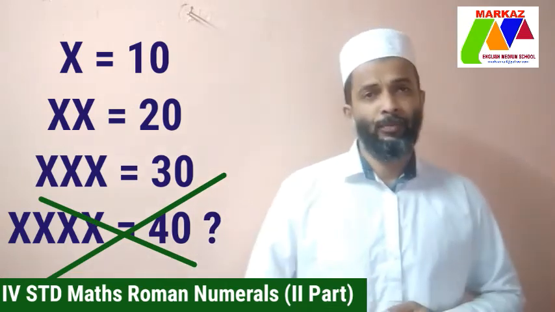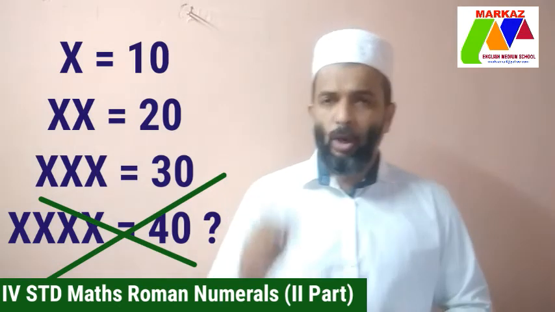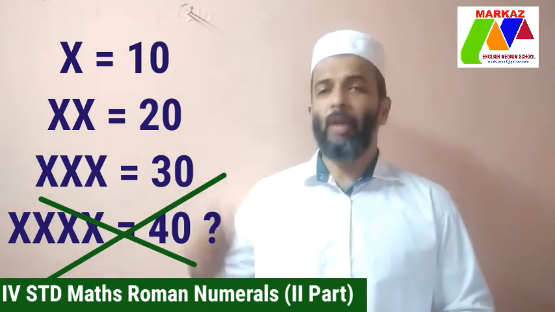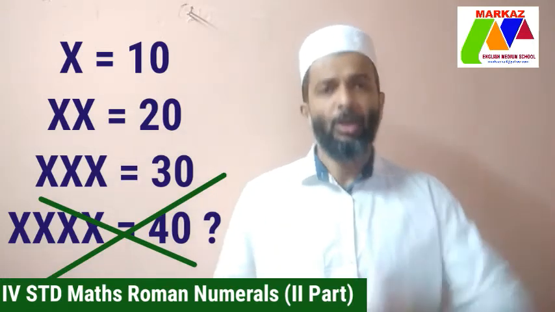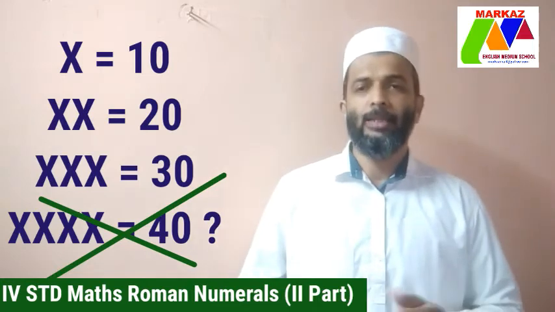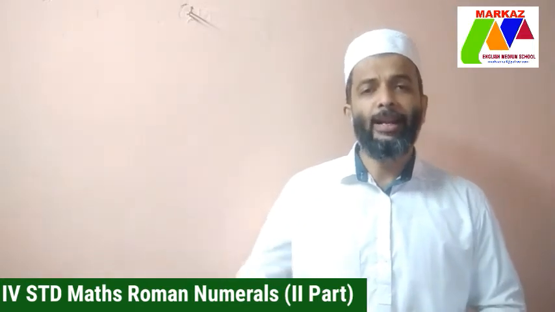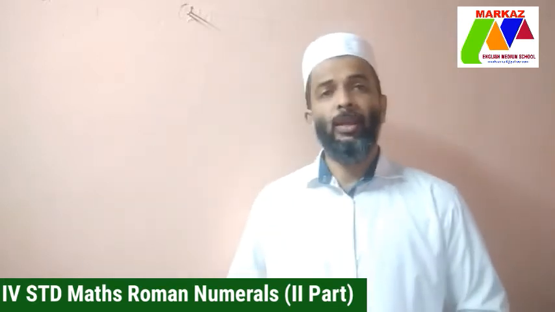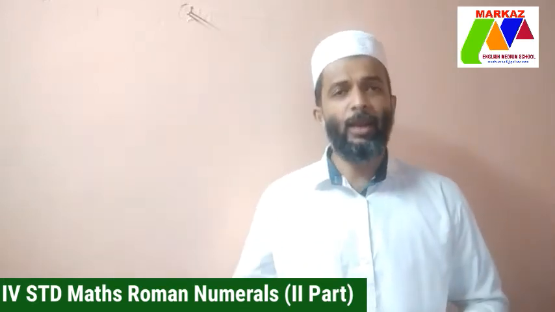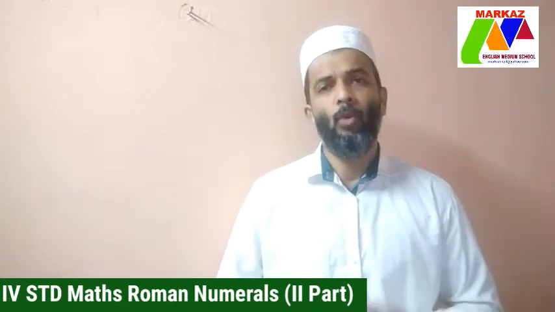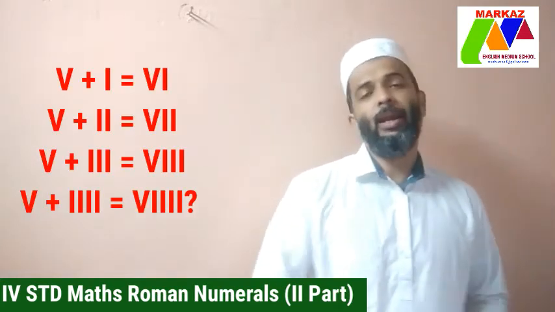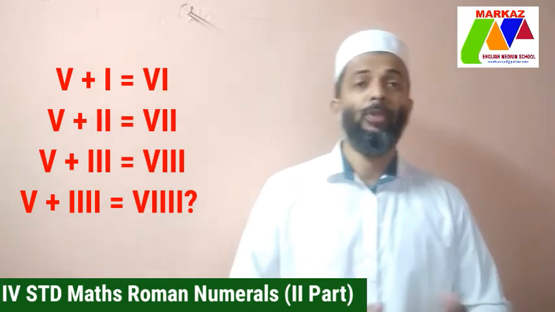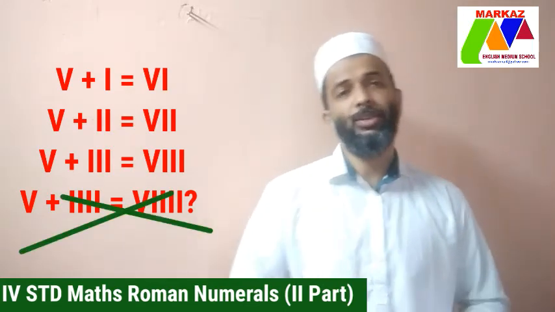What is the second rule? If a smaller value symbol is written to the right of a greater value symbol, its value gets added. That means if I is written on the right side of V, that means 5 plus 1, that is 6. Another example, V plus double I is equal to 7. V triple I is equal to 8.